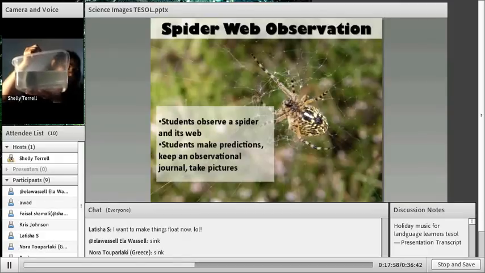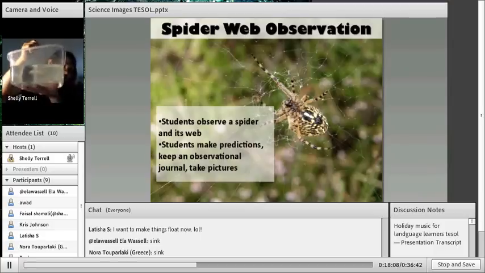So what do you think the Alka-Seltzer is going to do? Okay, so Ella says sink. Okay, let's see. Sink. People think it's going to sink. And it sank! And you can see it fizzing as well.